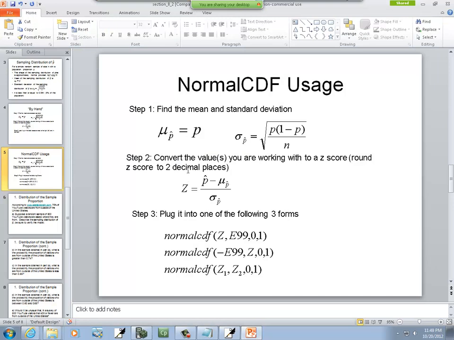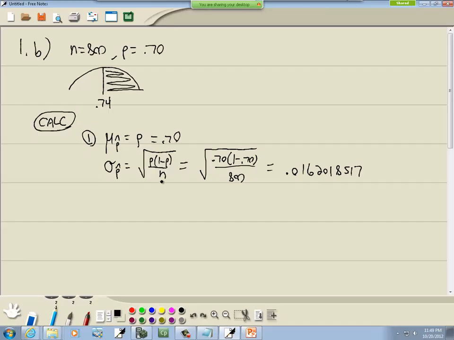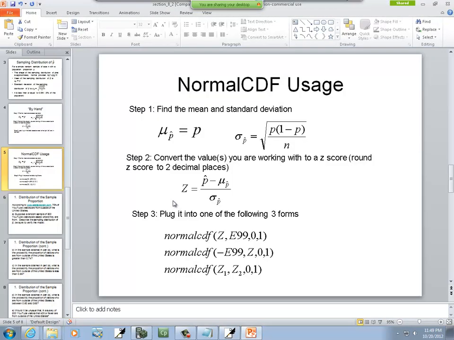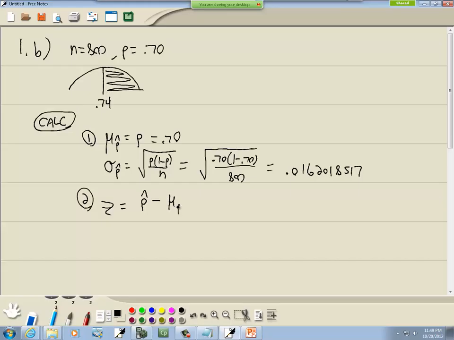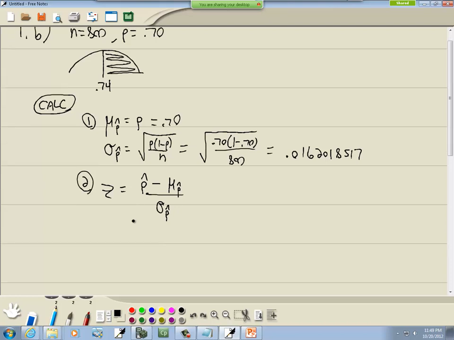Sometimes students have a hard time working these problems. Okay, step 2. Convert the value you're working with to a z-score. Round the z-score to 2 decimal places. So we got z is equal to p hat minus mu sub p hat divided by sigma sub p hat. Well, the p hat that it's referring to is this right here. So whatever value you have down there is going to be your p hat.